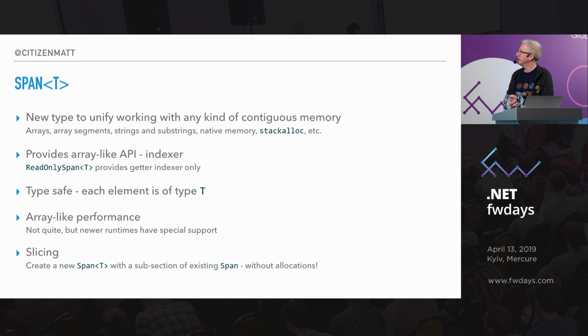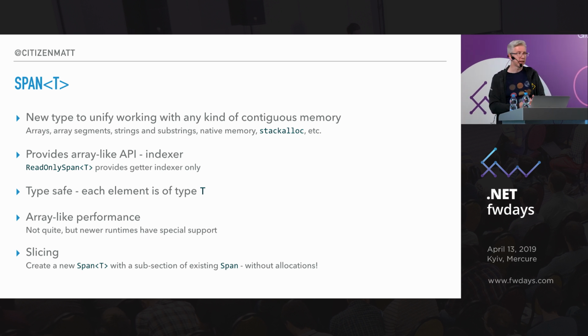So what is Span<T>? Span<T> is a new type, and it unifies the way of working with any kind of block of memory. So anything that looks like an array or a string or something, anything which uses a single block of memory can be represented as a span. So this can be arrays, strings, native memory, memory allocated on the stack, and so on. It provides us with array-like APIs for working with these blocks of memory. Basically, it gives us indexes. There's also a read-only span type, which provides us with a getter only. You can't set it, so it's a read-only view of something.